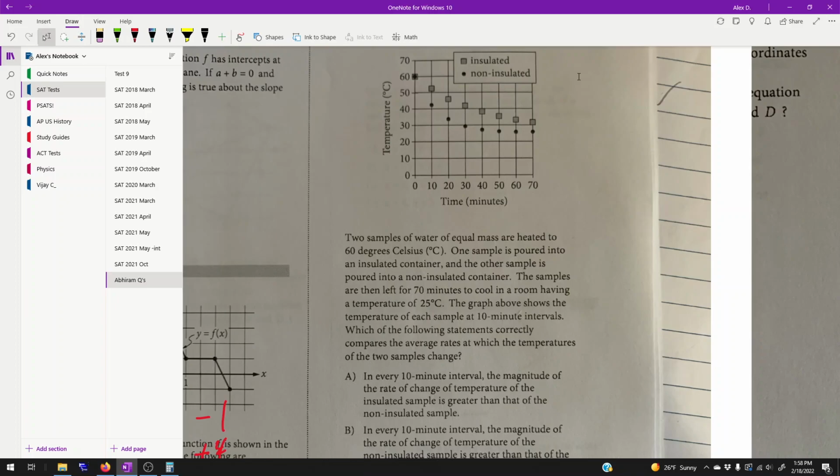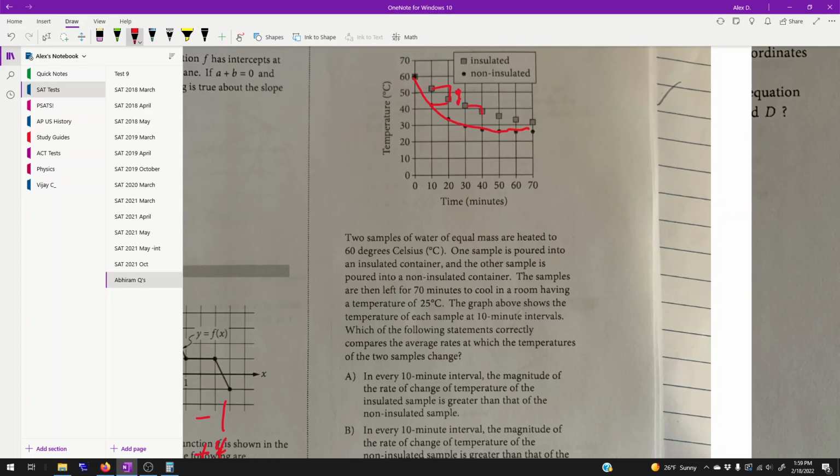So the rates that they change appear to be somewhat similar. The non-insulated drops faster and then levels off quicker compared to the insulated. It decreases more steadily and at a slower rate. So let's see if we have something that says that. Every 10-minute interval, the magnitude of the rate of change in temperature of the insulated is greater than. So the magnitude of the temperature change is the drop from here to here. The vertical drop there is the temperature change.